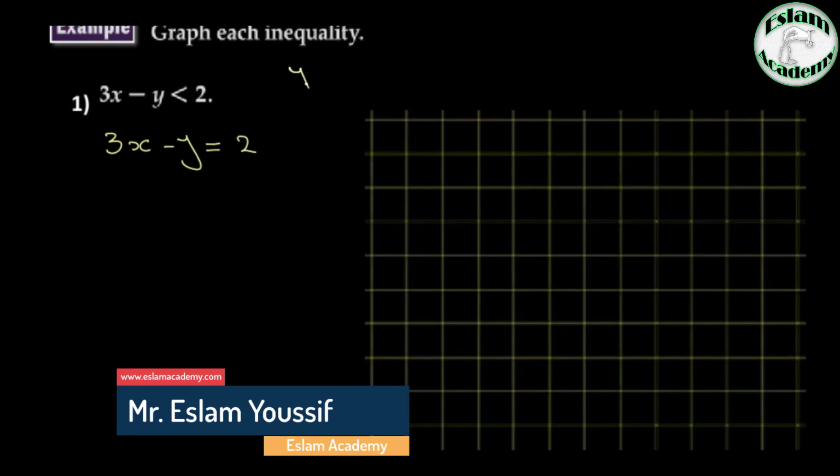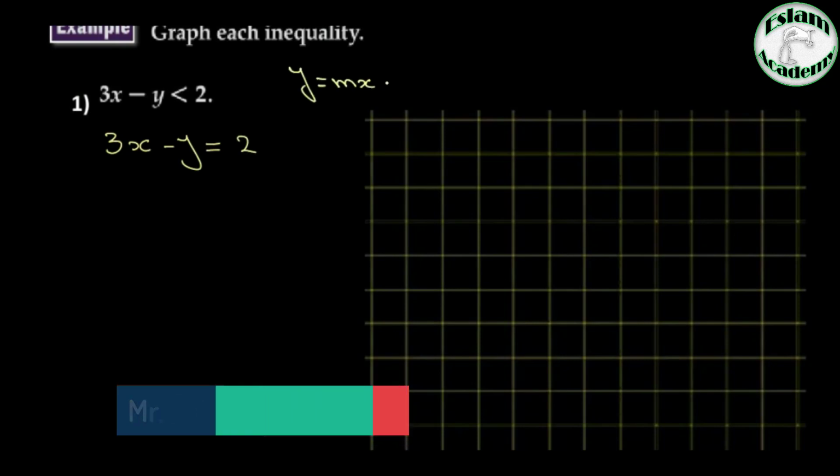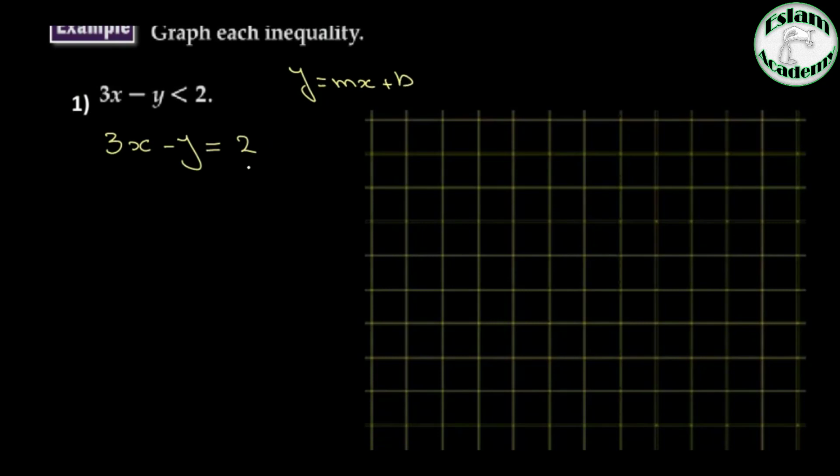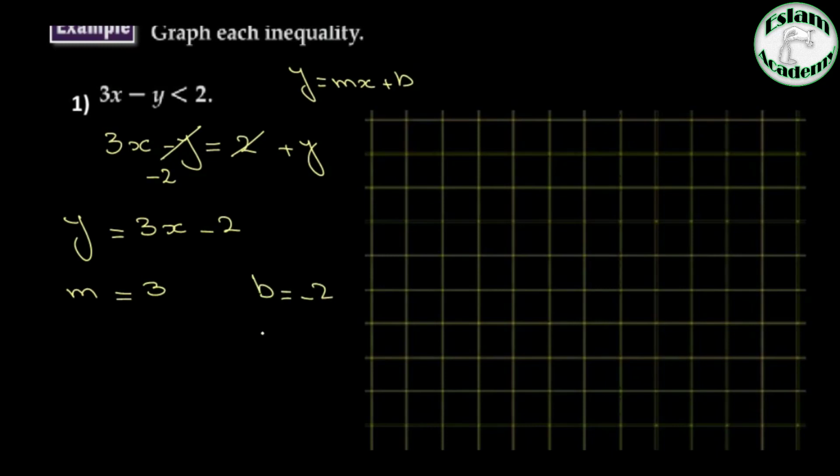Now we'll write the equation in the form y equals mx plus b to find the slope and y-intercept. Then we can graph the line. To write the equation, we will add y and subtract 2. So y now will be equal to 3x minus 2. So the slope is equal to 3 and the y-intercept is equal to negative 2.